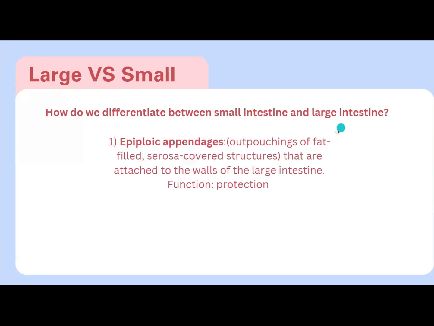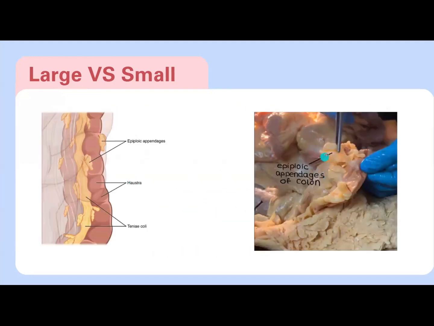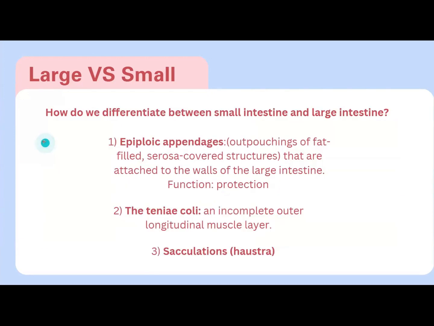Okay, so the first difference is the epiploic appendages. What is an epiploic appendage? It's basically an outpouching of fat-filled, serosa-covered structures. You don't really need to know the definition, but they are basically attached to the wall of the large intestine, and they function in protection. This is what they look like. The epiploic appendages are basically the yellow structures that are going outside of the large intestine.